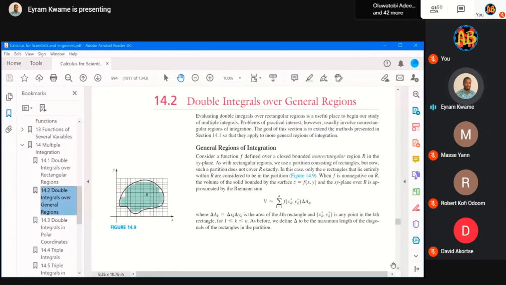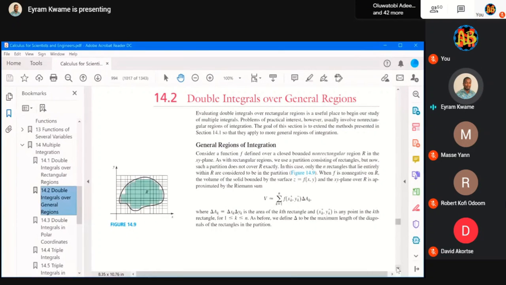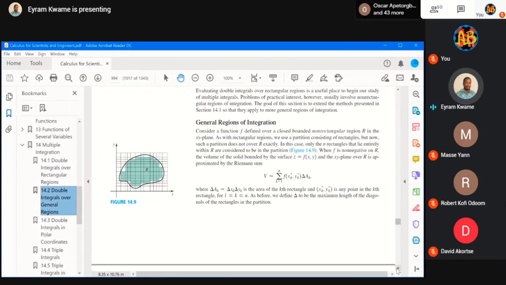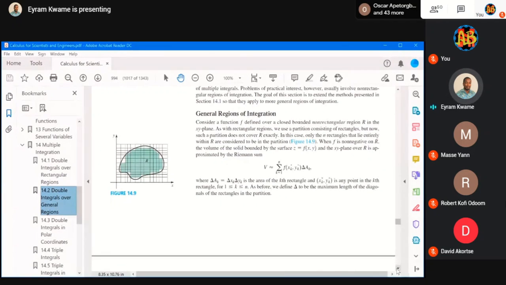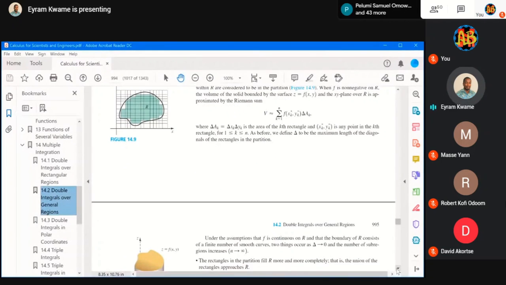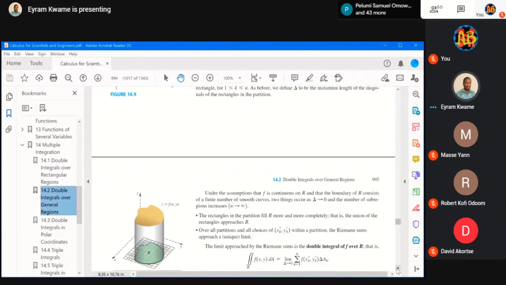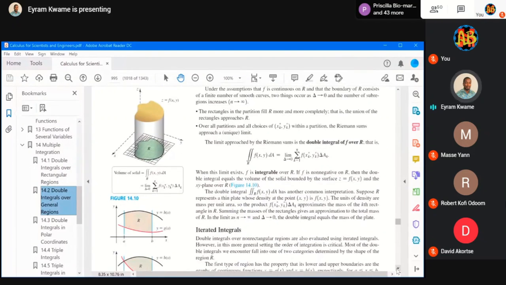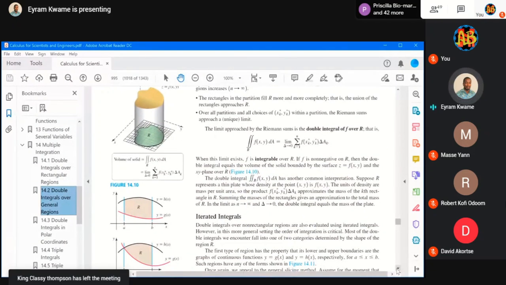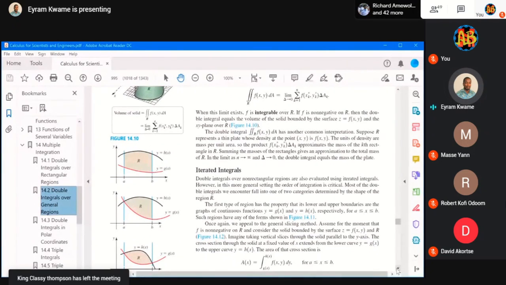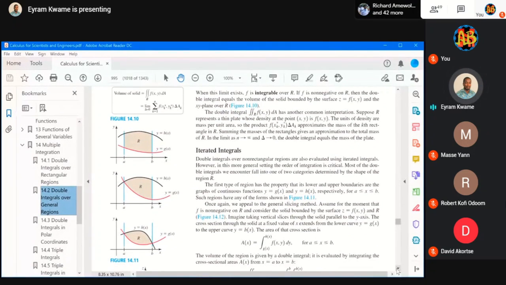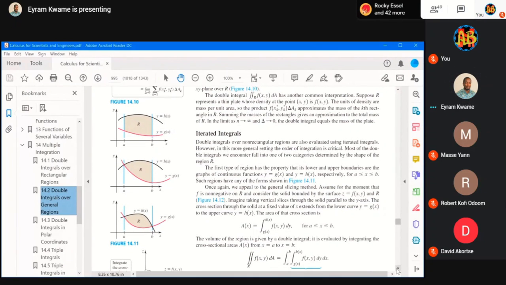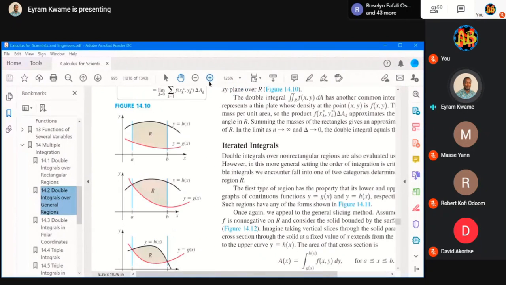But there are times where you have a situation that doesn't actually fit into what we have learned so far. That is, we are not working over a rectangle, but we'll be working over general regions, such as areas bounded by curves. So I'll use the figure here to explain the first idea of what I intend to explain. I'm looking at figure 14.11. That is this figure, which I want to zoom into.